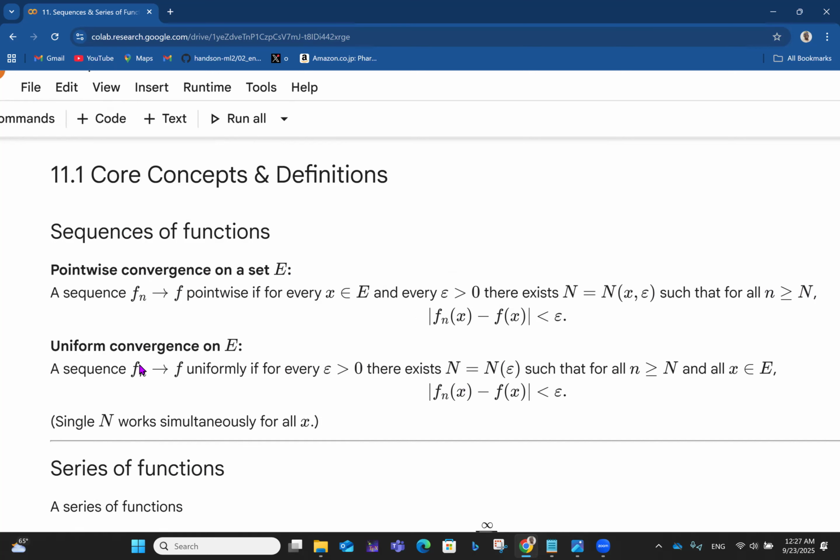Then we have uniform convergence on E. So it's pointwise and then uniform. For uniform convergence on E, a sequence fn approaches f uniformly if for every epsilon greater than 0, there exists N equals N of epsilon, such that for all n greater than or equal to N and all x belonging to the set E, we have the same expression: the absolute value of fn of x minus f of x is less than epsilon. A single N works simultaneously for all x.